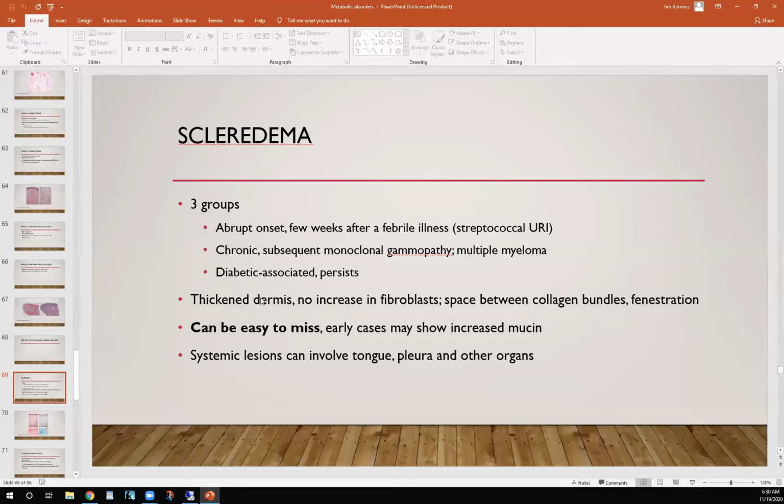So you've got the three groups: the abrupt onset within a few weeks of febrile illness related to streptococcal URI. The chronic form can be associated with a monoclonal gammopathy. It seems like everything can be associated with monoclonal gammopathy. And then, of course, the diabetes-associated kind that persists. And basically, this is a condition where you get a thickened dermis, no increase in fibroblasts, but you get space between collagen bundles, or this fenestration, which is supposed to be the characteristic look to it, but it can be easy to miss. And you can get systemic involvement as well.